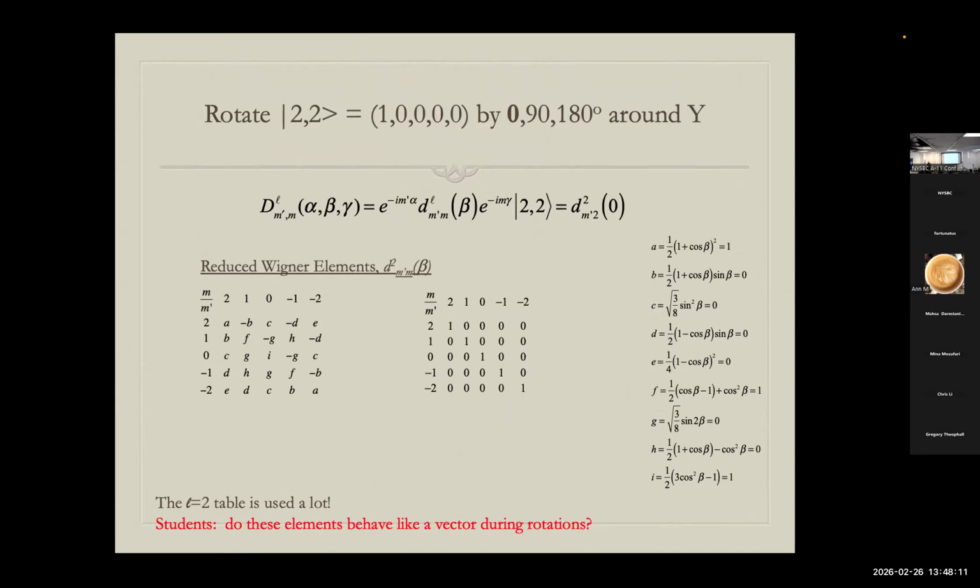So here's the problem. Rotate 2, 2 by 0 degrees, 90 degrees, 180 degrees around Y. So for 0 degrees, you can fill out all these things and you can see that it looks an awful lot like an identity operator. Whatever you put in, you get the same thing out. You don't actually mix. But now you can fill this out for different angles and start to do a problem. Are you good with that? It's just like the L equals 1 that we just did. It just takes a little while to get used to the idea.